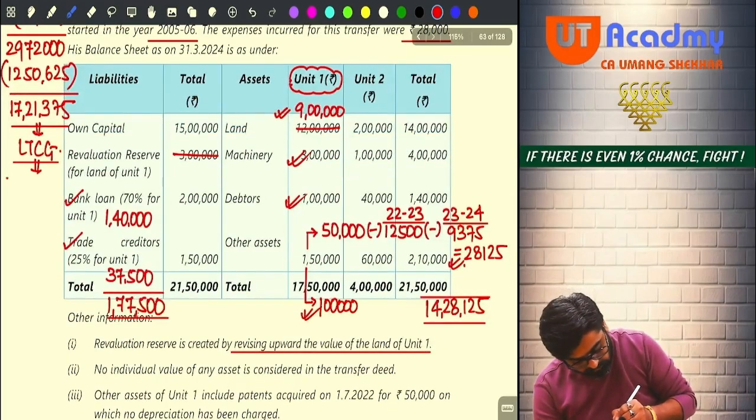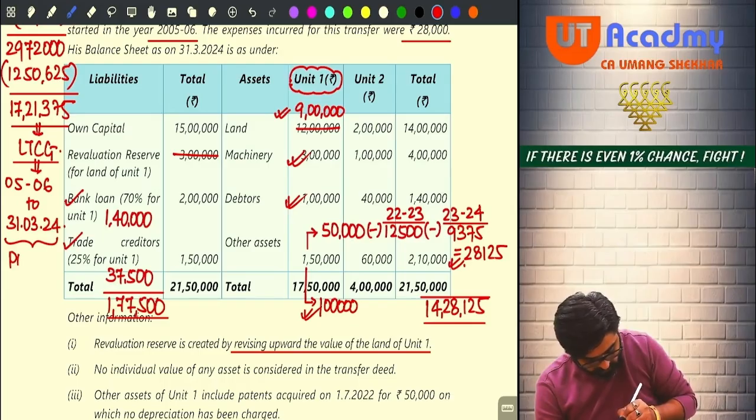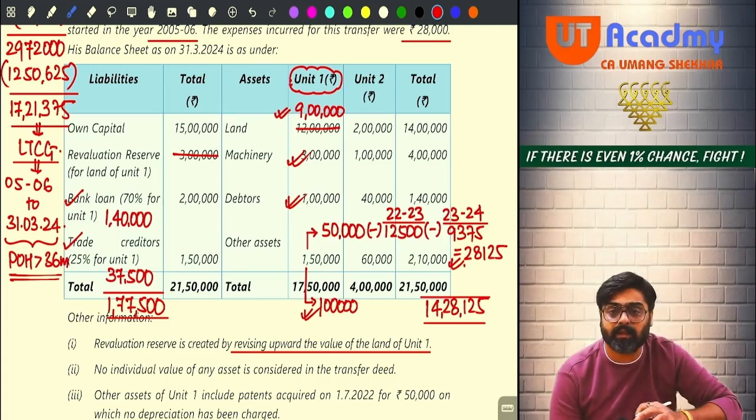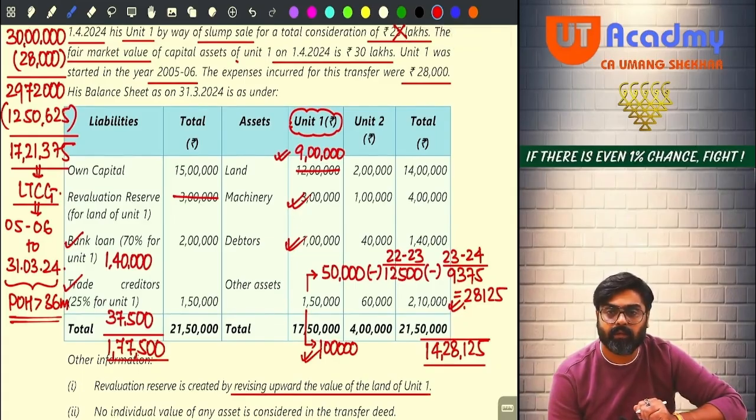So why am I calling this long-term capital gain? Because from 2005-06 to 31st March 2024 was the period of holding, and this period of holding was more than 36 months. Hence, unit 1 was a long-term capital asset and the resulting gain was long-term capital gain. Did you all understand? Everyone?